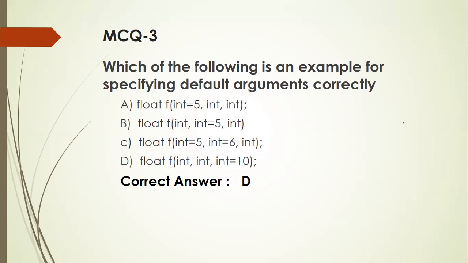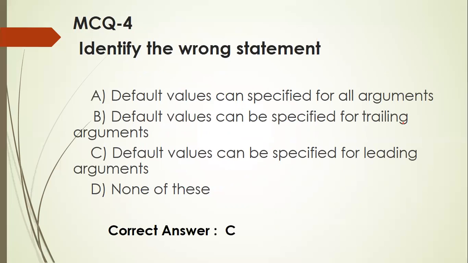Which of the following is an example for specifying default arguments correctly? Float f(int a = 5, int, int). Here I am specifying the default value for the first argument, and the second and third are missing. So that is wrong. In the second one, I am specifying the default value for the middle argument. That is also wrong. In the third case, I am specifying the default value for the first two. Again, the default value is missing for the last one. That is wrong. In the last case, int b = ... means we are specifying the default value for only one, and in that case it should be for the rightmost. The correct answer is D.